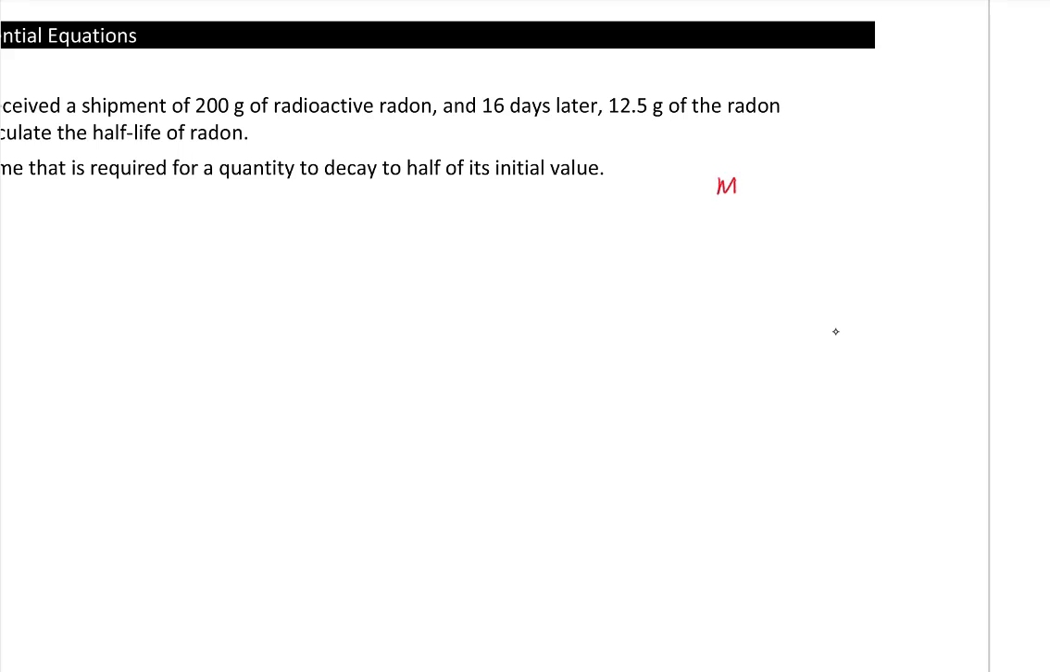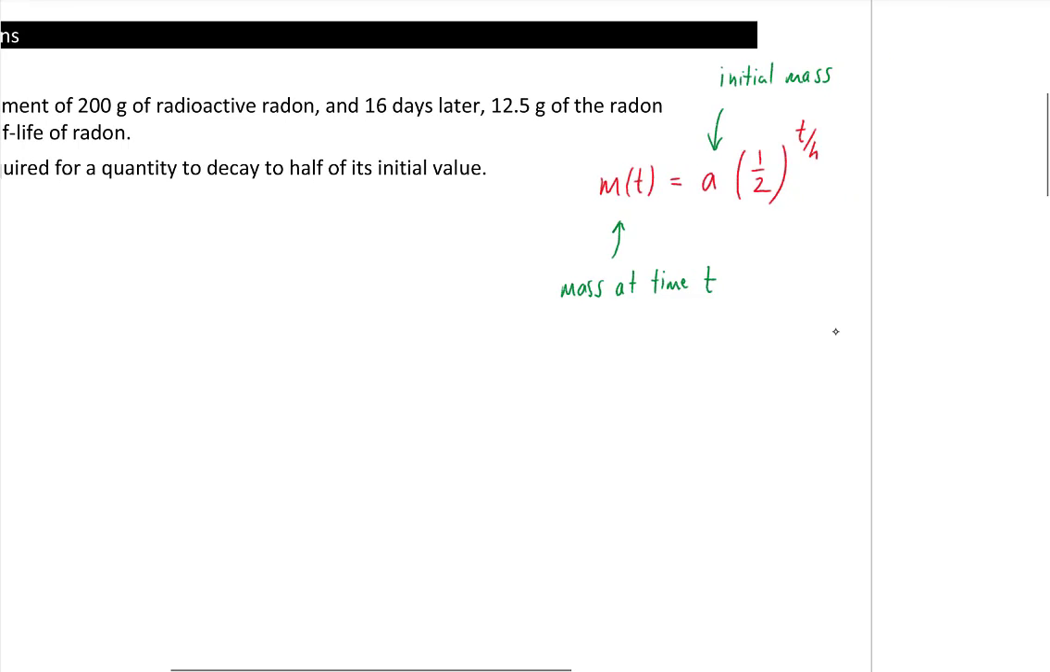So the half-life formula is m of t, where m represents the mass, equals a times 1/2 to the exponent of t divided by h, where again m represents the mass at time t, a represents the initial amount or the initial mass, 1/2 is your decay factor, t is the time we're looking for, and h is what we call the half-life, how long it takes to decay to half its initial value.